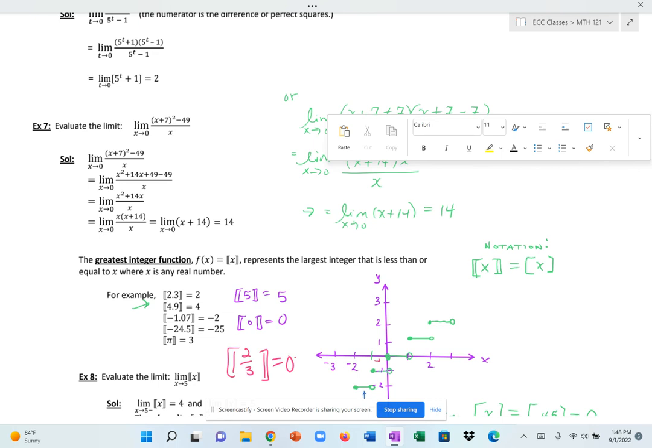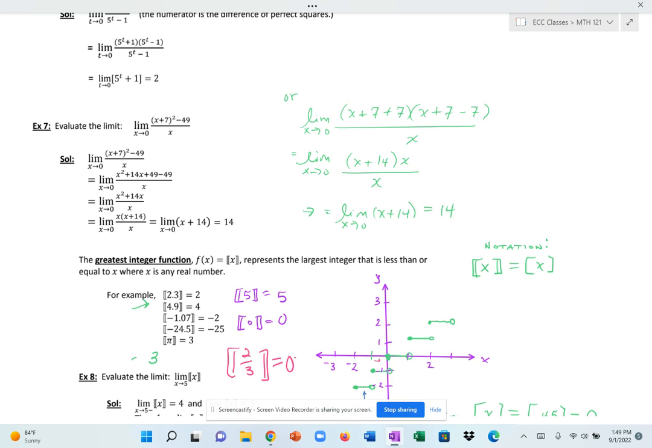The greatest integer for negative 1.07 is negative 2. Remember, negative 2 is to the left of negative 1.07, and so you're going to the left, or downward, or less than. Negative 24.5, the greatest integer there is negative 25. The greatest integer function for pi, remember pi is about 3.14, so the greatest integer for pi is 3. If you have an integer inside of the greatest integer function, it's just equal to itself. So the greatest integer for 5 is 5. The greatest integer for 0 is 0.